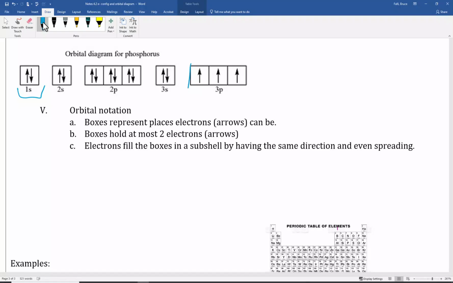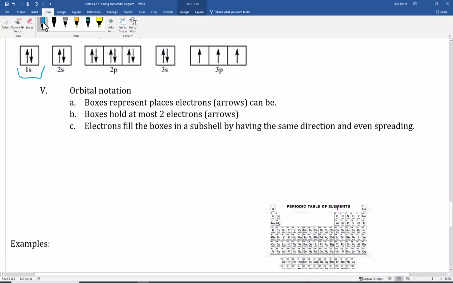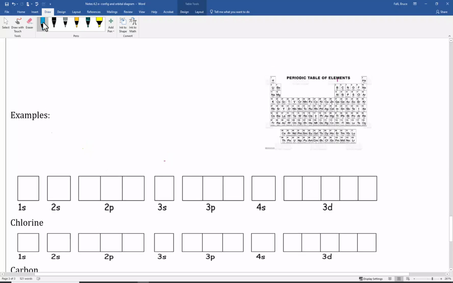A subshell would be 3p. See how all of these, there's 3 boxes in there? Everybody gets 1 before anybody gets 2. So let's do some. Chlorine. Chlorine is right here, number 17.